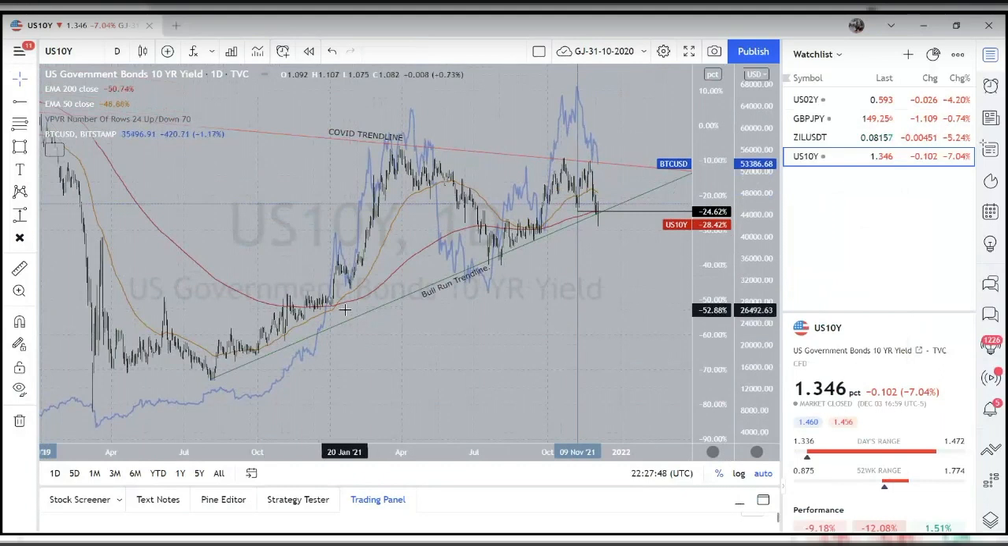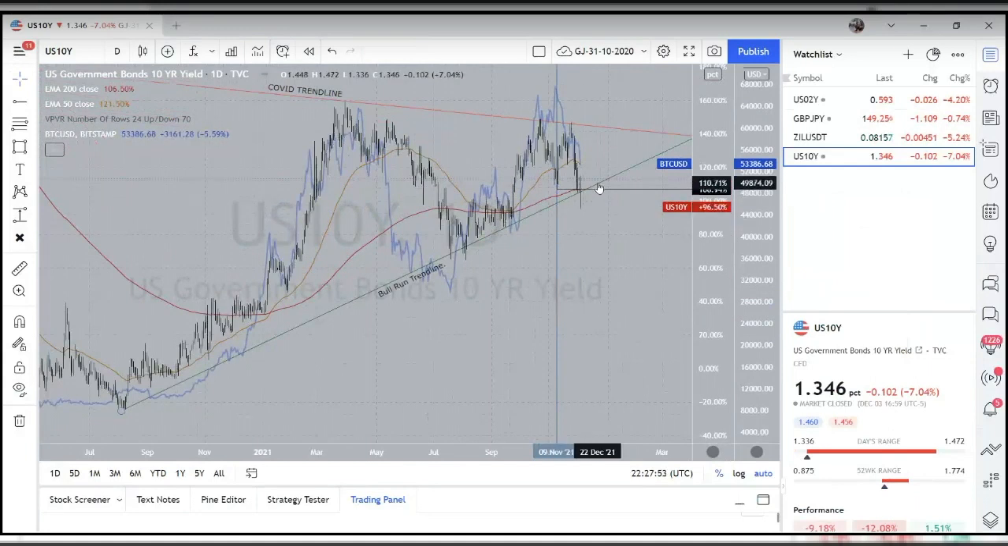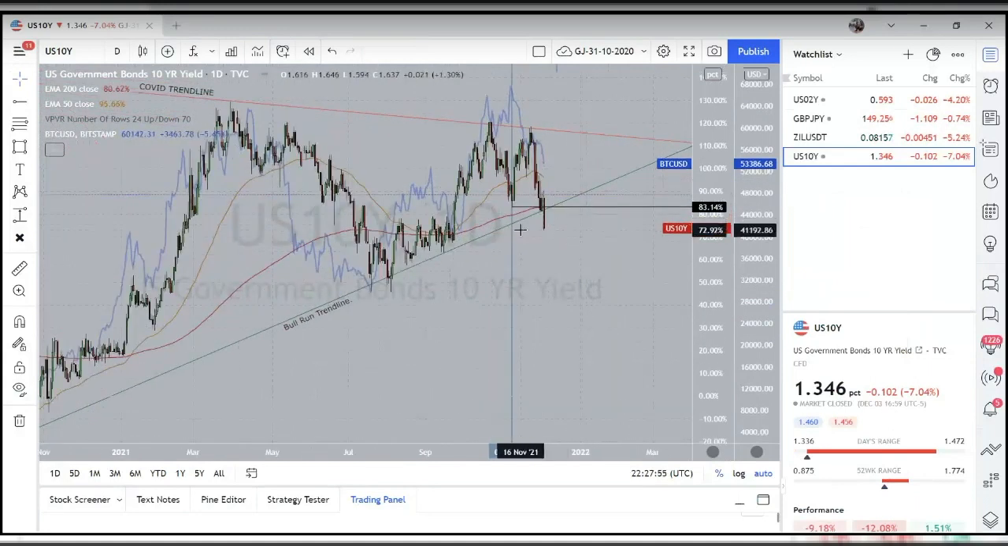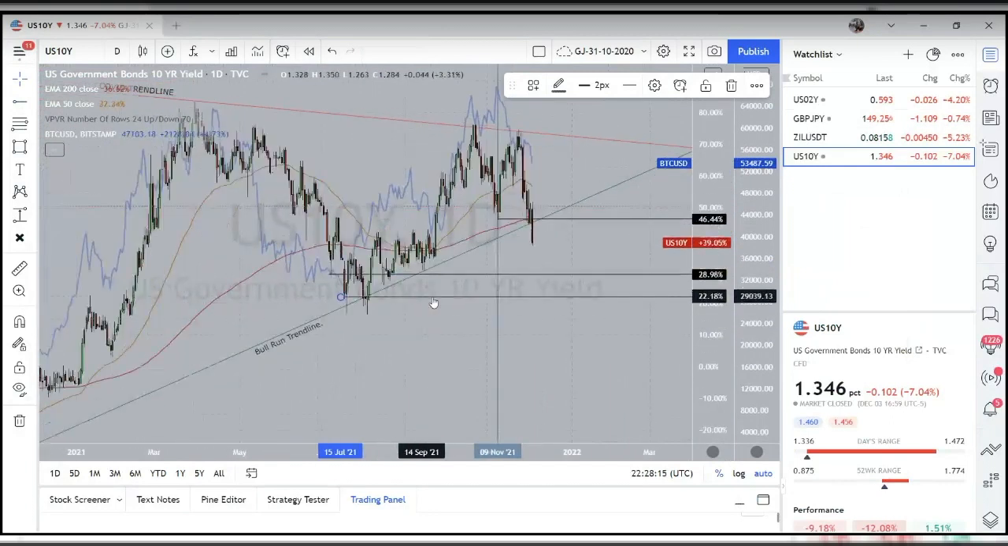So what I would expect here is, if we can't hold this trend line, which it doesn't look like we're gonna do, we could see Bitcoin break 50k and possibly 48k as well, and maybe trade all the way down to around 43 or 40k. And support here for bond yields is around about here. I'm not sure what that is. I think that's about 1%.